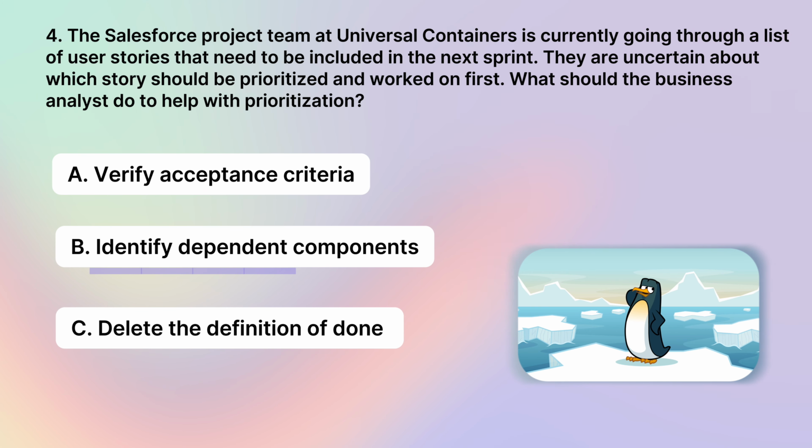B is the correct answer because identifying dependent components helps to prioritize user stories based on their impact and the order in which they need to be completed. This can also help determine any potential risks or blockers that may arise during the sprint. A is not the correct answer because verifying acceptance criteria is a necessary step, but does not directly help with prioritization. C is not the correct answer because deleting the definition of done would not provide any helpful information for prioritization and would likely cause confusion and chaos within the project team.